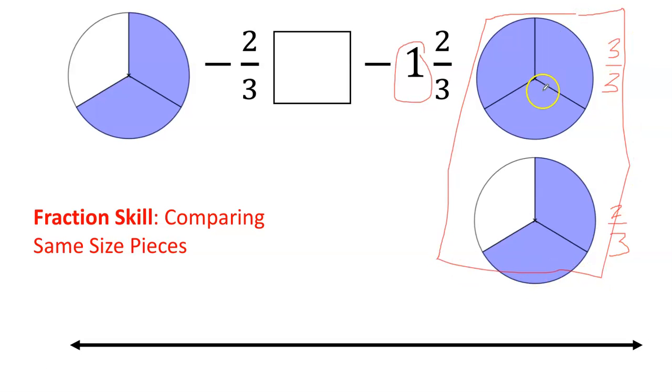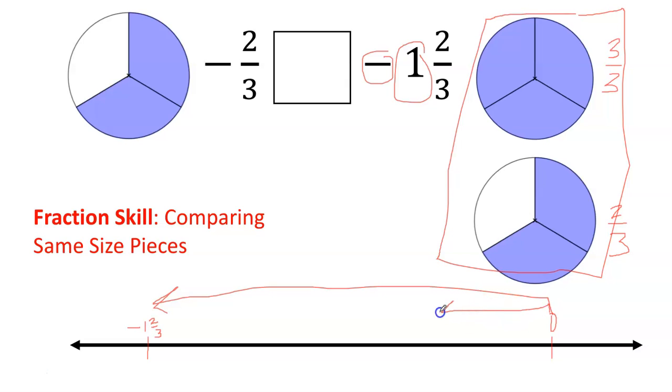what I would say a larger amount of negatives. So if you have a larger amount of negatives, that means that it is going to be further to the left on the number line. So -1 and 2/3 I'll place way down here on the number line. Then I'm going to place -2/3. It's not going to be as far down on the number line. So since -2/3 is closer to 0, it's to the right of -1 and 2/3. It's actually the larger value.